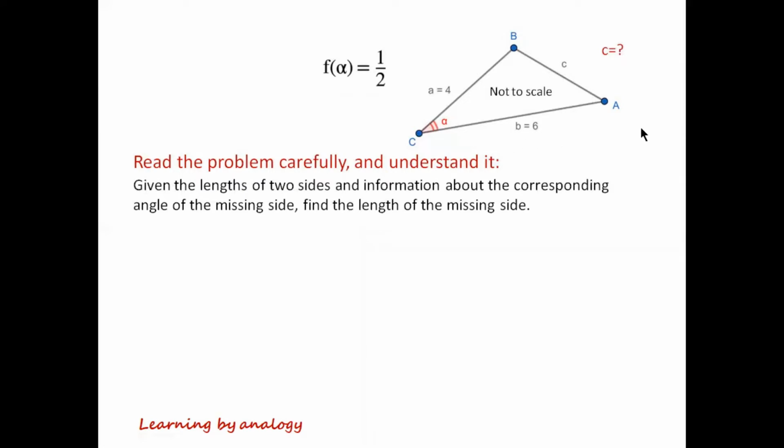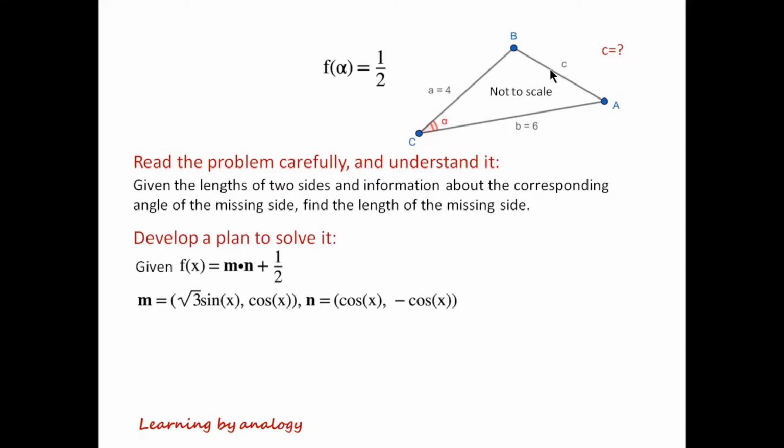Given the lengths of two sides and information about the corresponding angle of the missing side, find the length of the missing side. Given f(x) equals the dot product of vectors m and n plus a half, m = (√3 sin x, cos x), n = (cos x, −cos x).